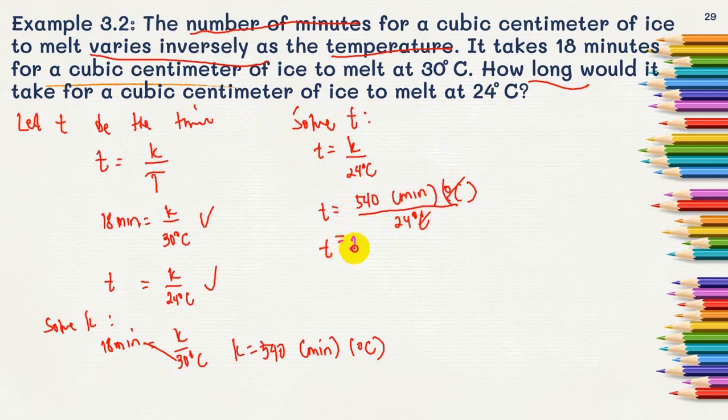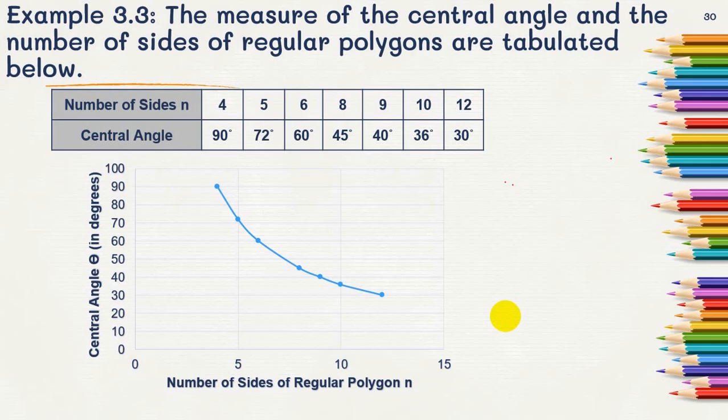So, the time is 22.5 minutes. So, therefore, we can conclude now that it will take 22.5 minutes for a cubic centimeter of ice to melt at 24 degree centigrade. Now, let's have example 3.3.